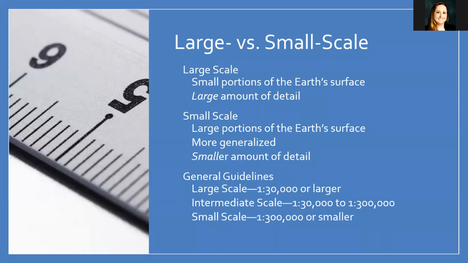Map scales range from large to small. The naming of large and small scale maps is confusing, so pay attention to the amount of detail rather than the amount of area displayed in the map. Large scale maps show small areas, allowing for large amounts of detail to be shown. Small scale maps show large areas of the Earth's surface, so smaller amounts of detail can be displayed when compared to large scale maps. I listed some general guidelines on the slides for how to tell the scale level.